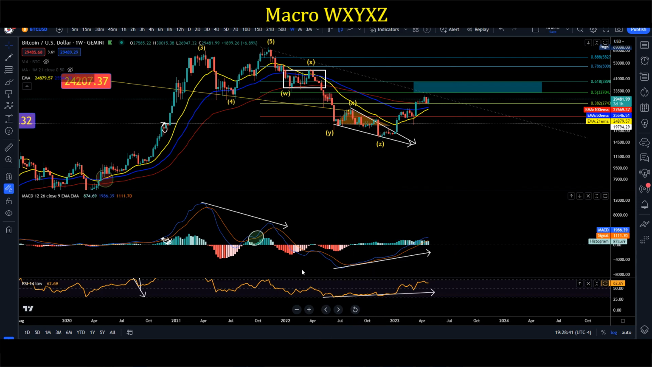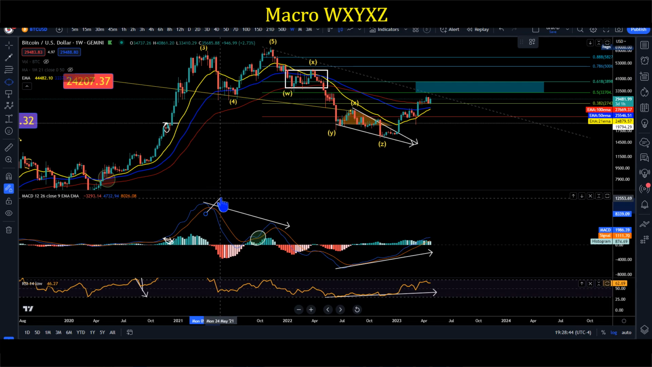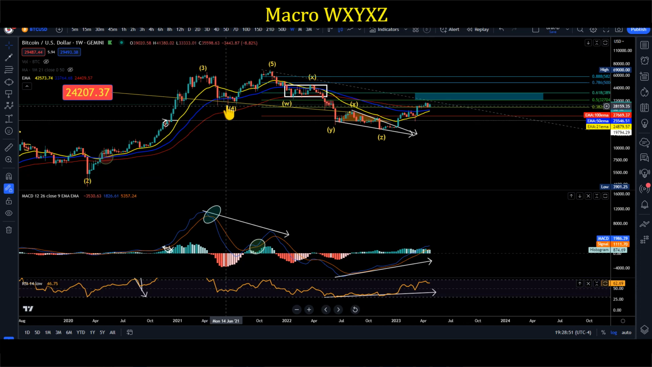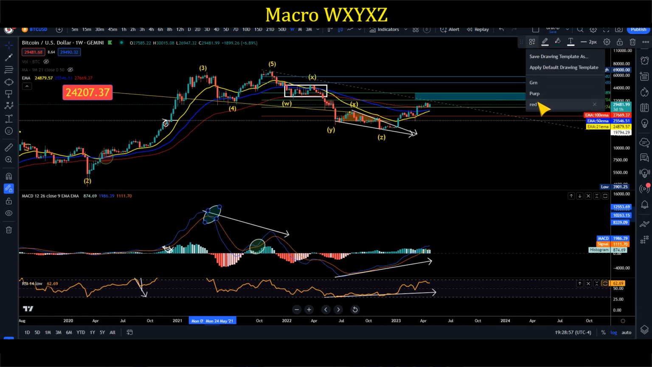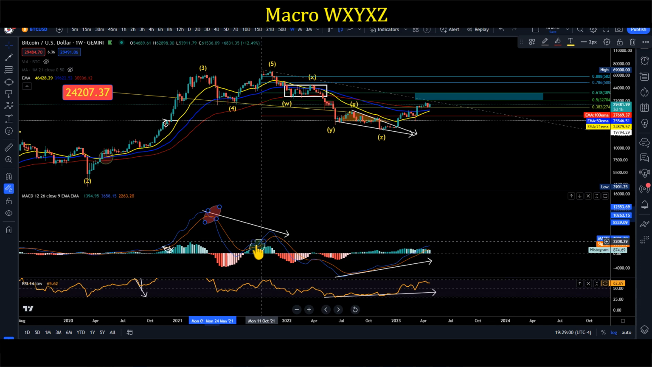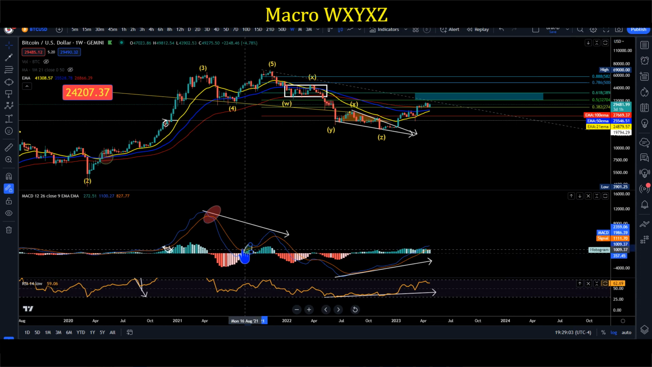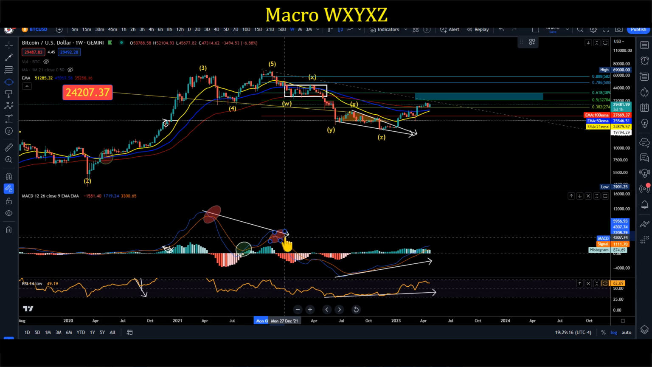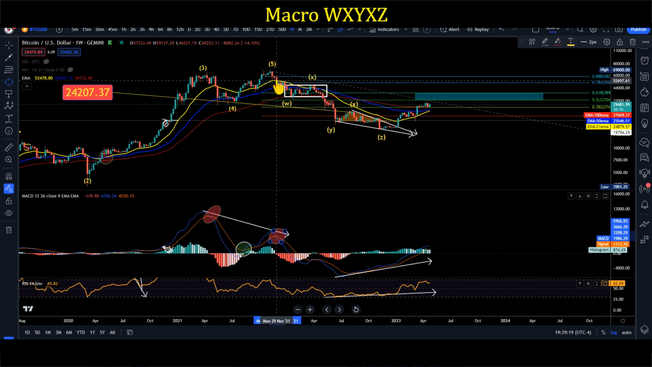So you take a look at what happened back in April 2021, right here, after we crossed negative. You can see right here we dumped right back down to the 30Ks. Crossed back positive back in August 2021, we pumped all the way up to 69K right here, and crossed back negative right here. You can see what happened. That's when we said, okay guys, the weekly time frame is negative. We got a bearish divergence after our 5-wave structure moved to the upside.